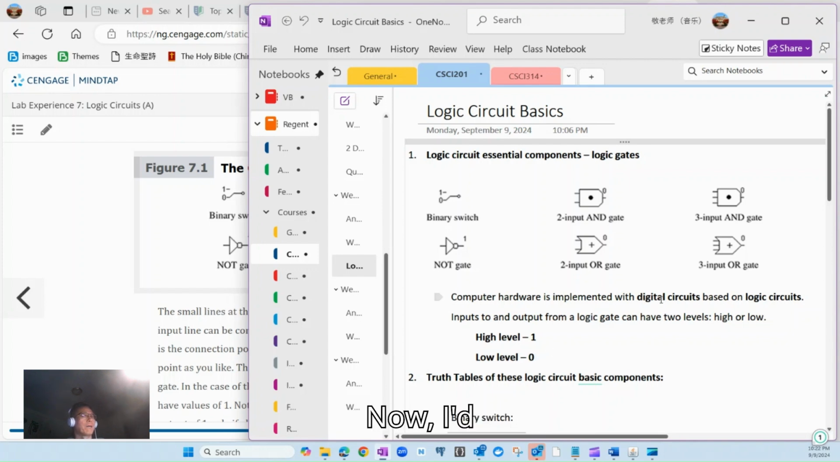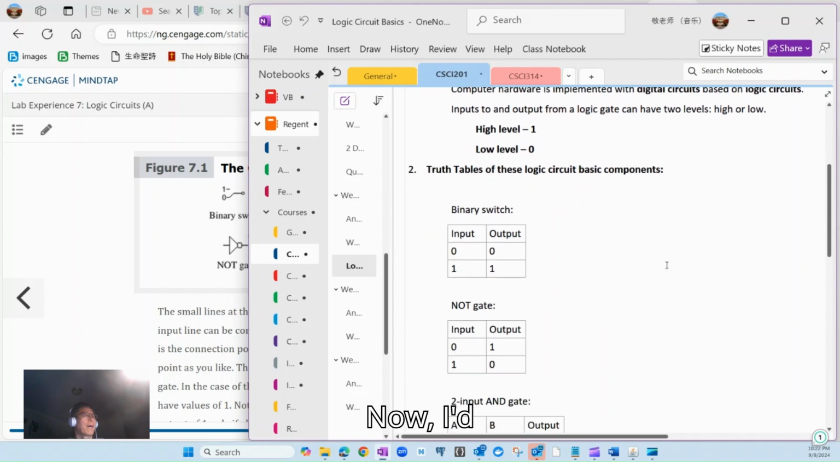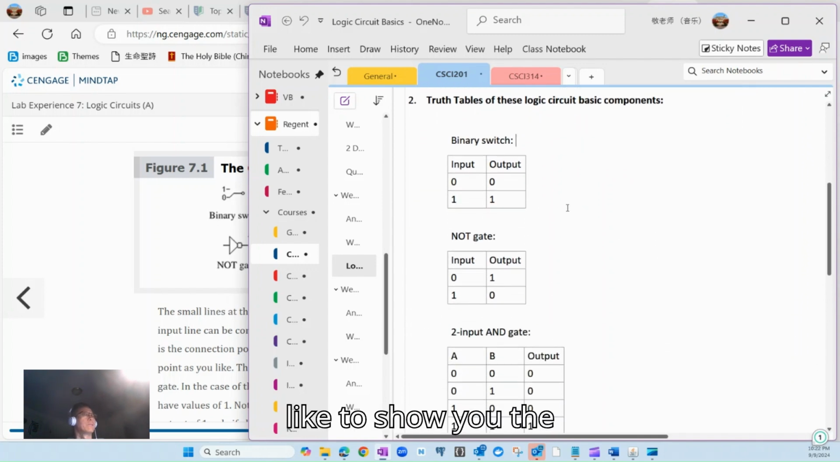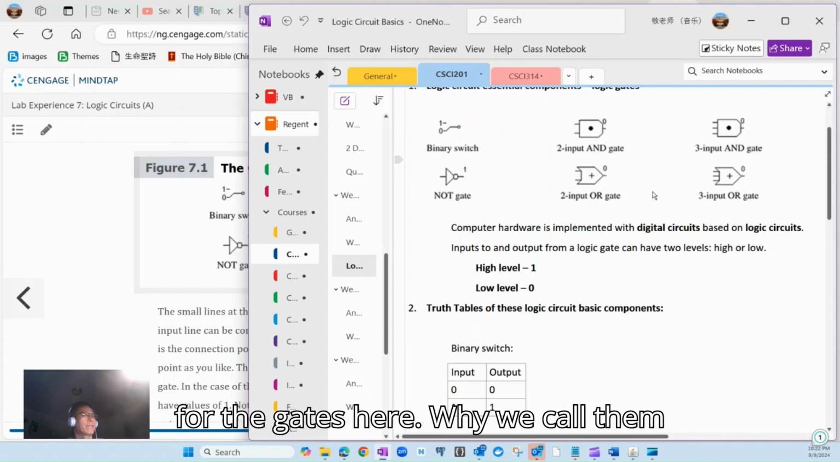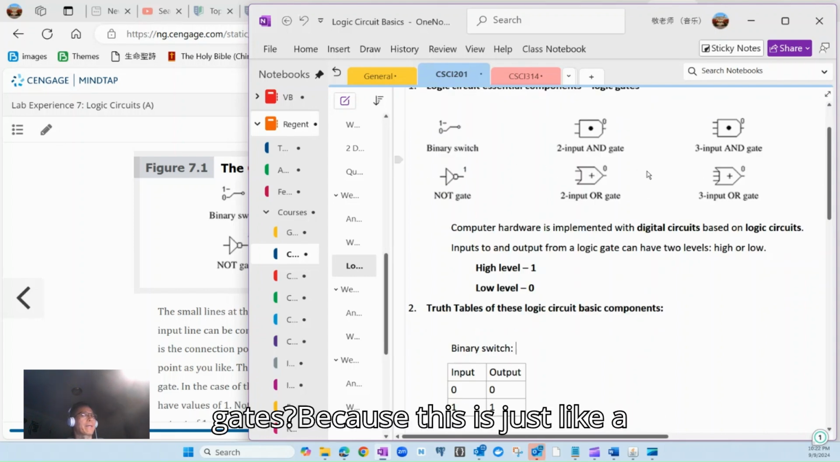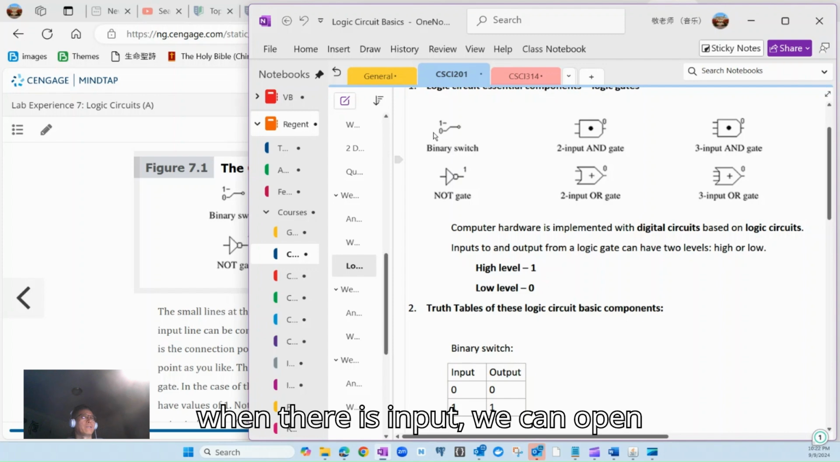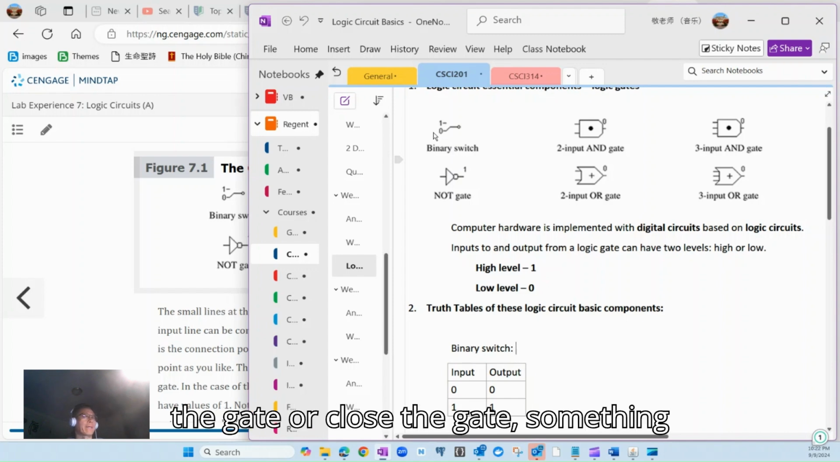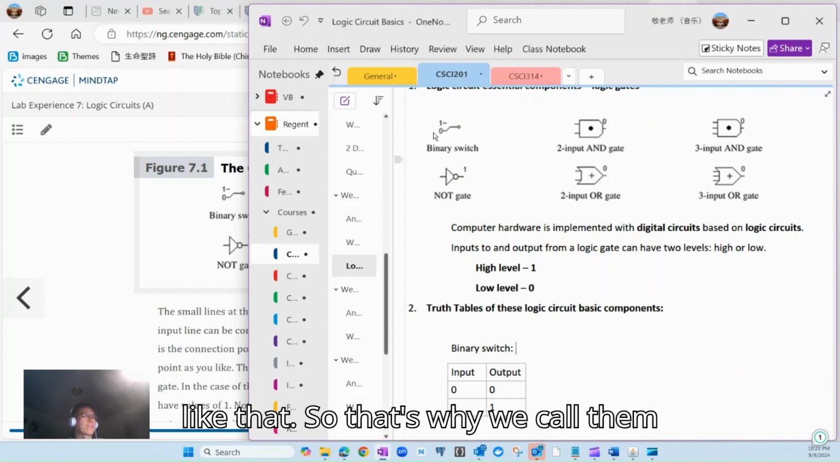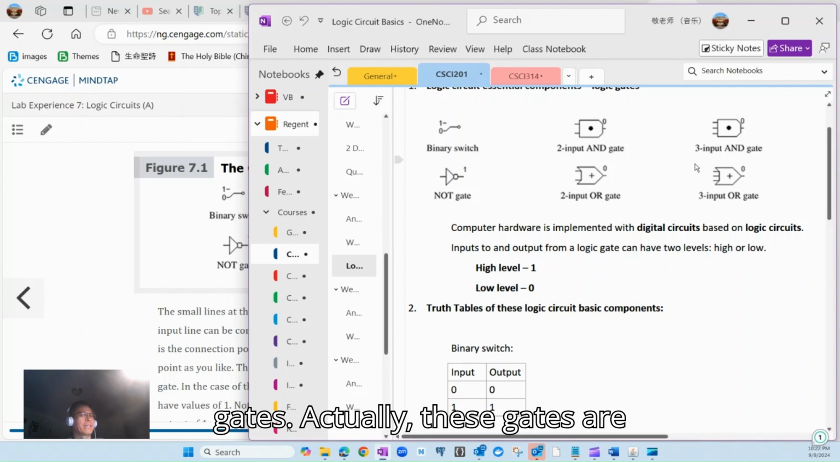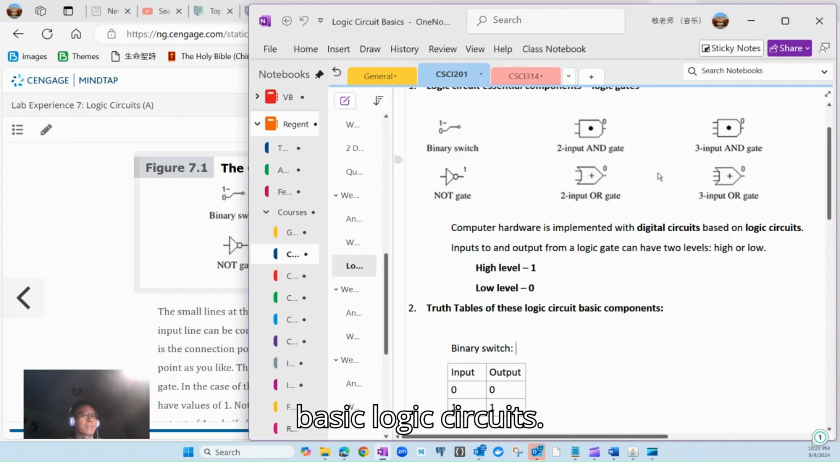Okay. Now, I like to show you the truth tables for the logic gates here. Why do we call them gates? Because this is just like a real gate or a switch: when there is input, we can open the gate or close the gate, something like that. So that's why we call them gates. Actually, these gates are the very essential, very basic logic circuits.